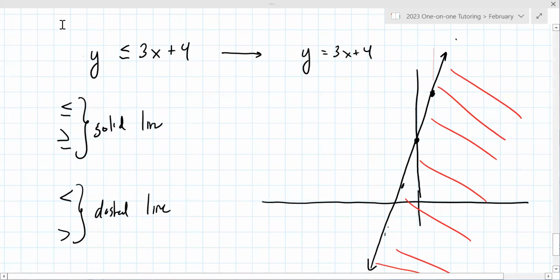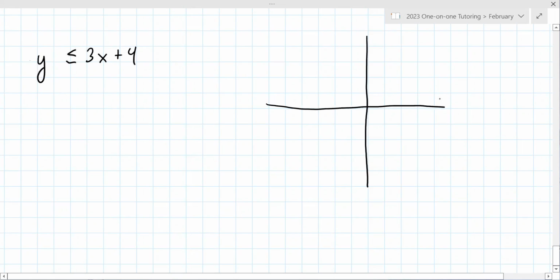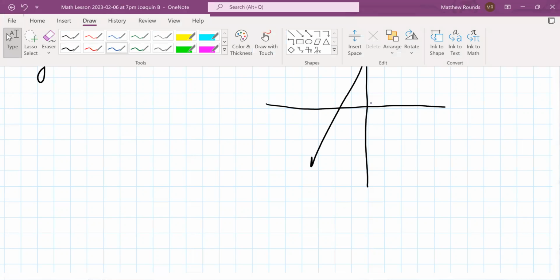Have you heard of that in class? Yes. So you would put in a random point for x and y and see if it's in the shaded area, right? Yeah, so it's kind of a logic thing though. Typically you want to test (0, 0). That's usually your best point.